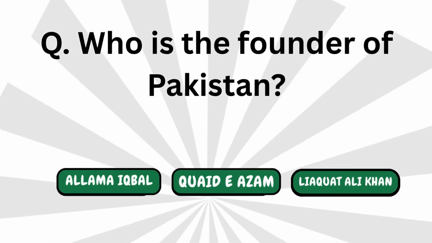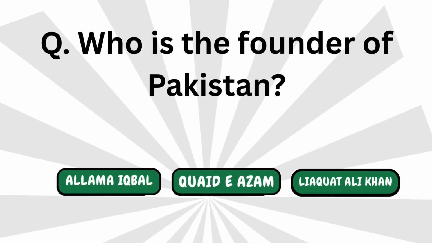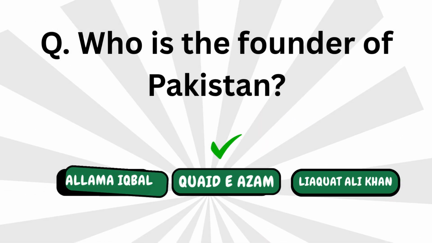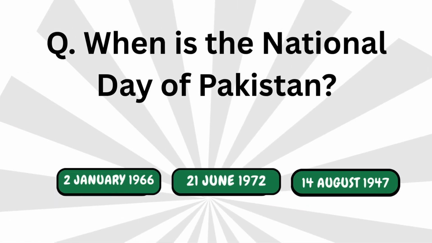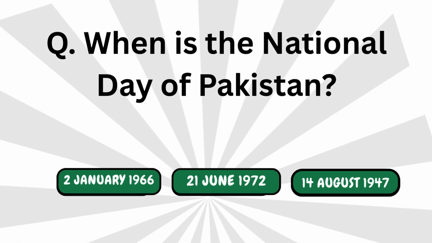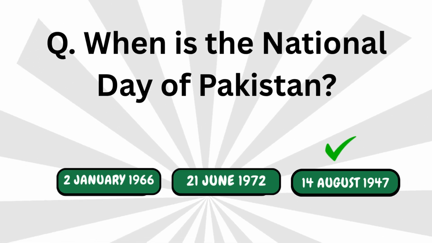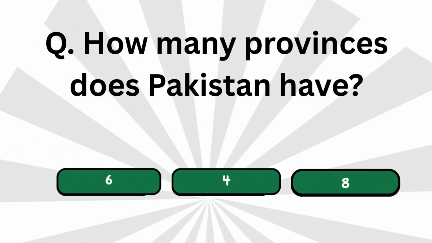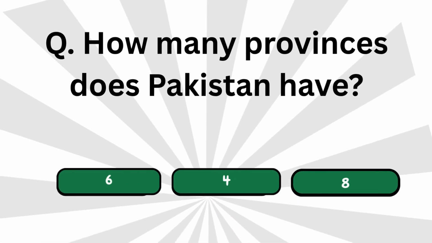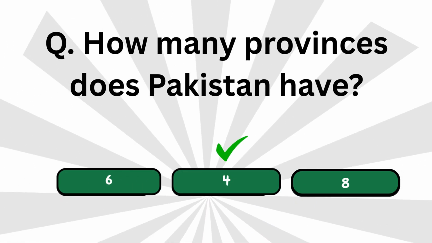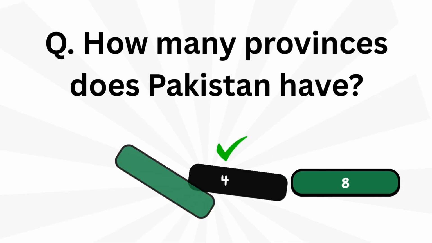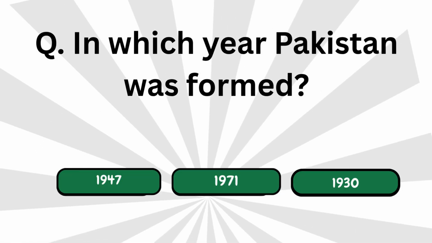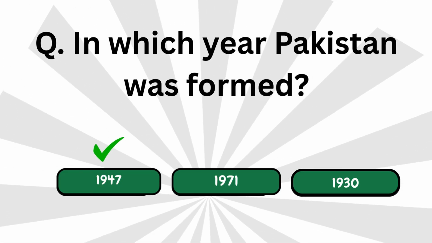Who is the founder of Pakistan? Qaid-e-Azam. When is the National Day of Pakistan? 14 August 1947. How many provinces does Pakistan have? 4. In which year was Pakistan formed? 1947.